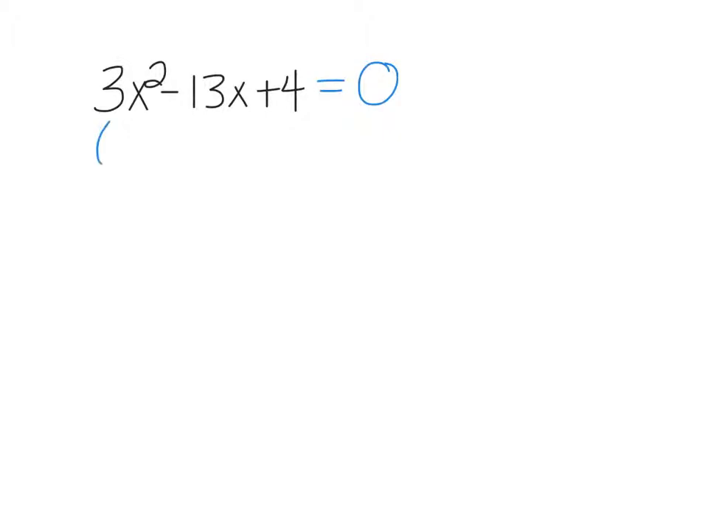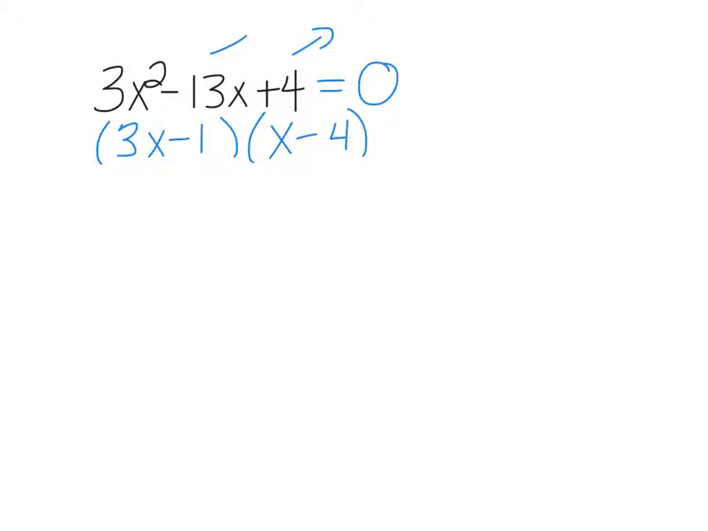This one's a little tricky because I do have a value of a of 3, so I'm going to try a combination here of 3x times x something. So my product is 4, so my factors could be 3 and 1, they could be 2 and 2. My negative 13 would have to add up to be negative 13. So I'm going to look first of all at my negative 1 and negative 4 and see if that fits.